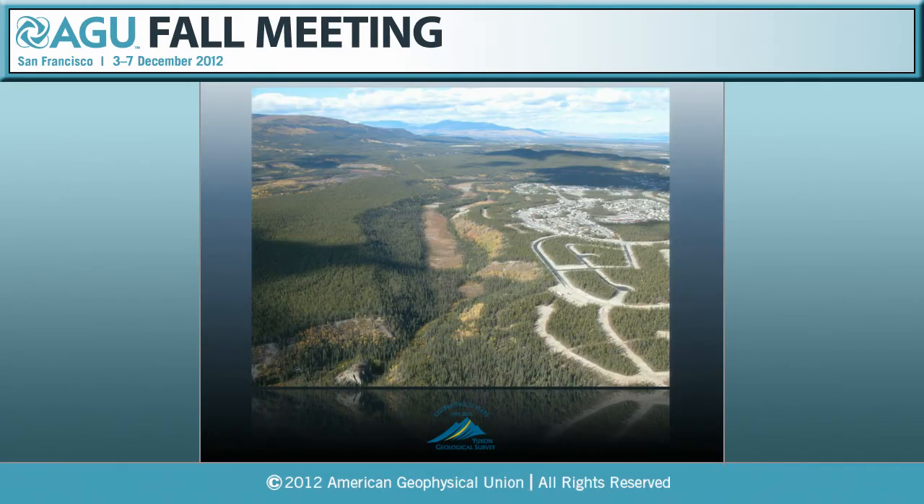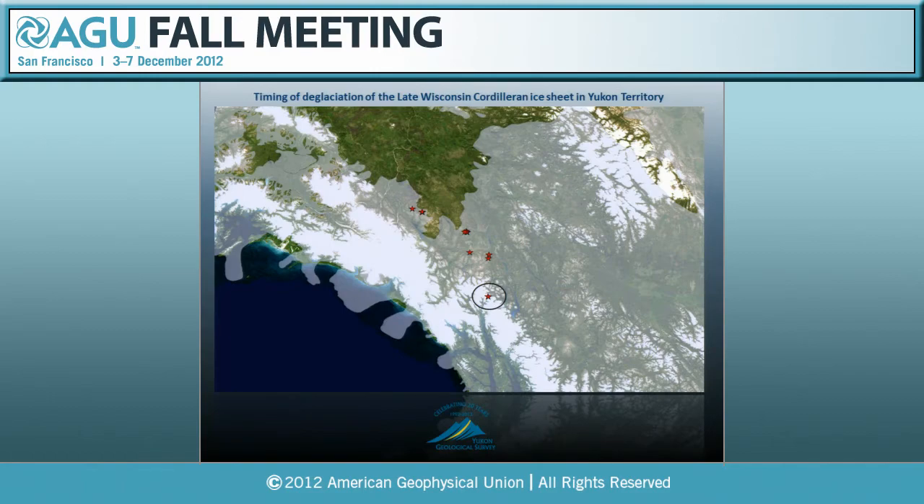In addition to the depositional landforms, there are also erosional landforms like these meltwater channels that are also associated with this standstill or readvance during the Younger Dryas. The final set of samples I'd like to discuss are located within the Coast Mountains accumulation zone. This is feeding the western margin of the Cassiar Lobe, this particular area here.